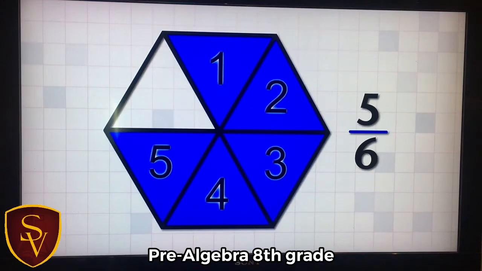Well, not only circles, but also different geometrical figures, like a hexagon, which, as you can see, has been divided into 6 parts, of which 5 of them have been shaded. So the fraction shown here is 5/6 of a number.